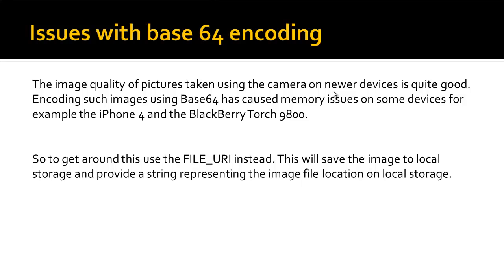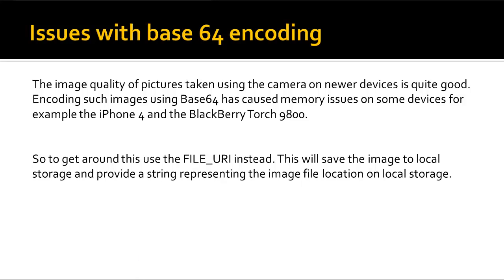Now, I obviously don't really like to use the base 64 encoding. I prefer actually using the file URI format, because to me that makes a lot more sense. You take the picture, it saves it onto the local storage, and then you simply point to that directory. So there's no encoding and decoding and all that rubbish. All that's happening is the browser is simply going to that location and displaying the image like you normally would. So that is why I prefer the file URI format.